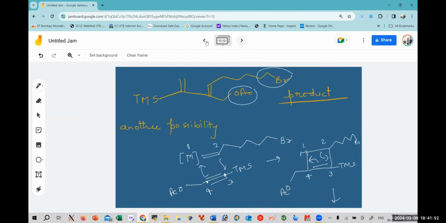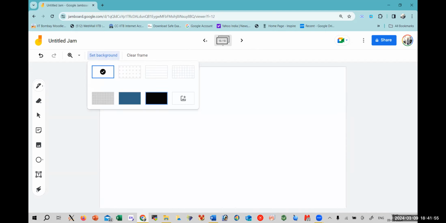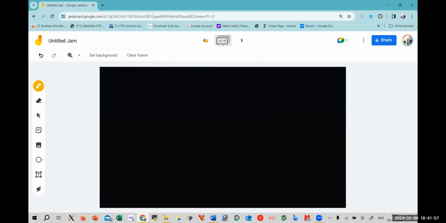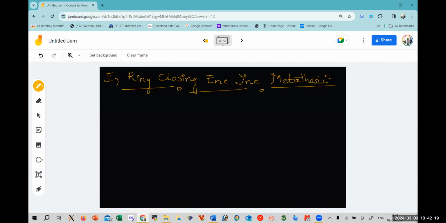Now we will quickly move to the second part of the discussion, which is ring closing ene-yne metathesis. The name itself is self-explanatory. Generally, when we talk about alkene metathesis or alkyne metathesis, there would be both alkenes or both alkynes in aliphatic form, open chain form, and then we cyclize it to form a ring.